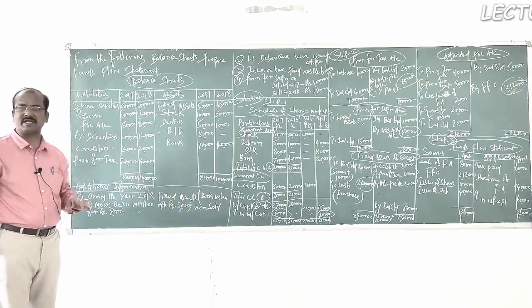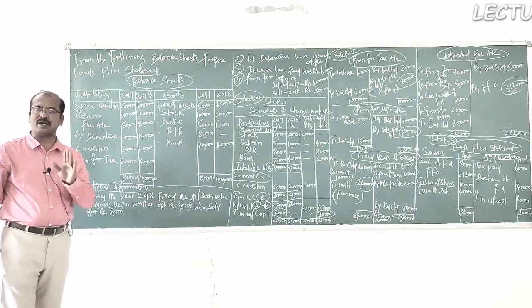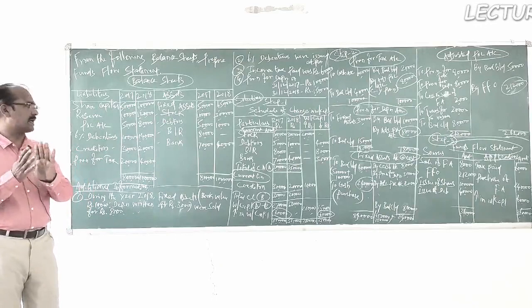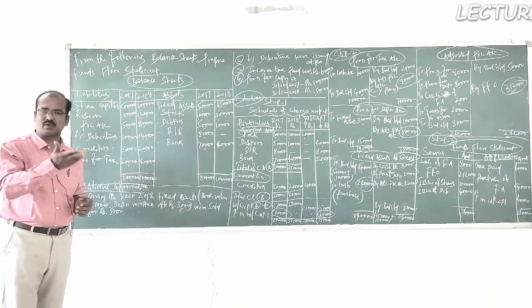The opening balance of the same is 5 lakh rupees. It has become 6 lakh rupees in the current year. Therefore, they have issued shares to the value of 1 lakh rupees during the current year 2018. It becomes a source of fund, which would be recorded in the funds flow statement.